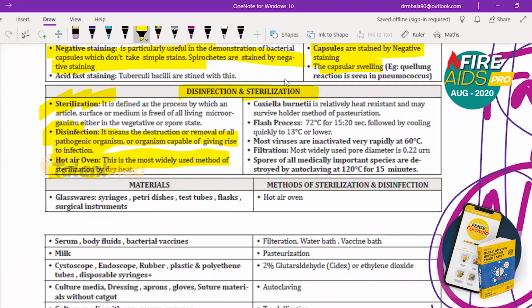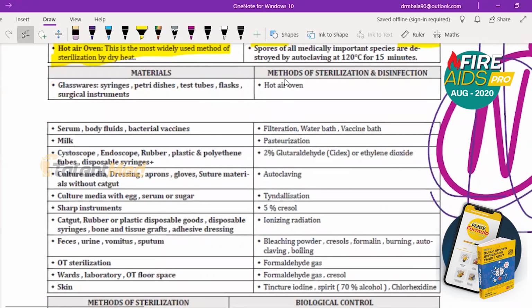Then there are different methods. A few methods I would like to show here. One is the flash process, where you give heat at 72 degrees Celsius for 15 to 20 seconds, followed by cooling. So flash means heat followed by cold. Then filtration is a widely used method. The pore diameter is 0.22 micrometer. Not much to talk about them, so we'll directly go to the different materials and the methods of sterilization or disinfection used for them.